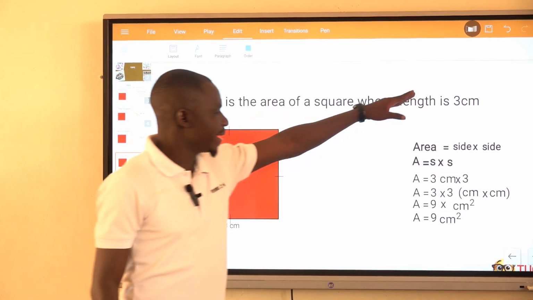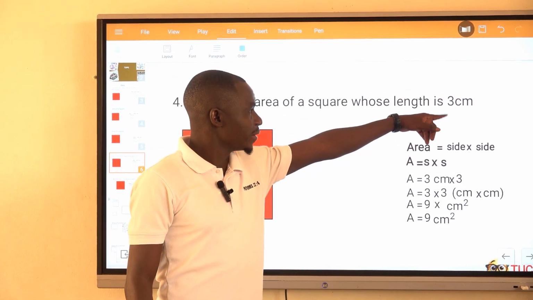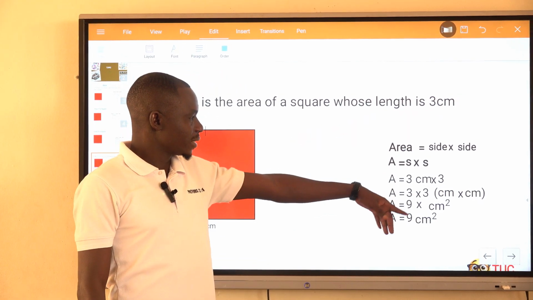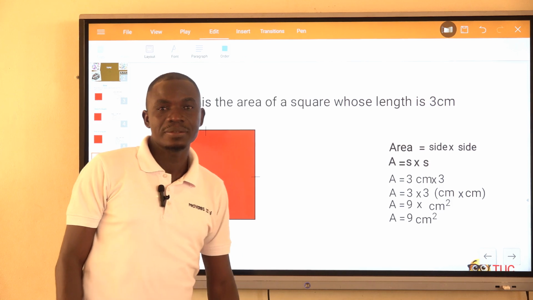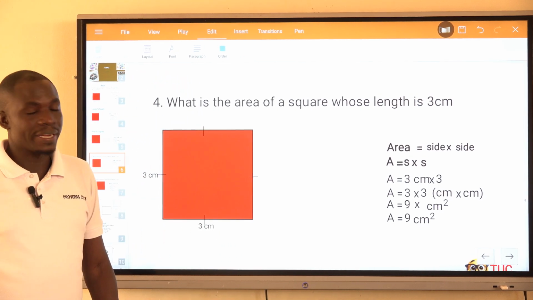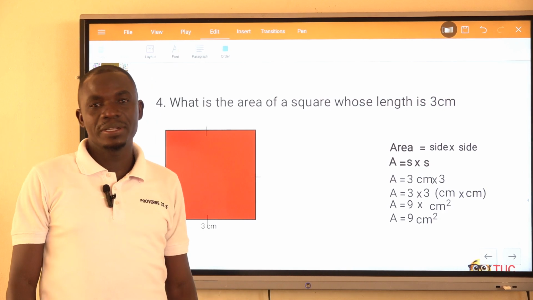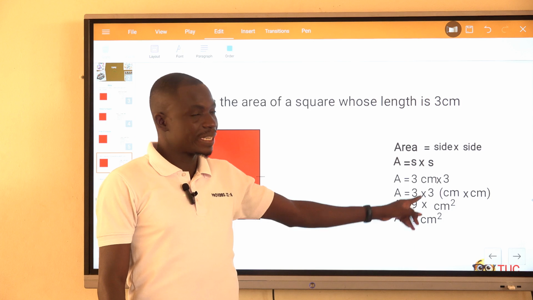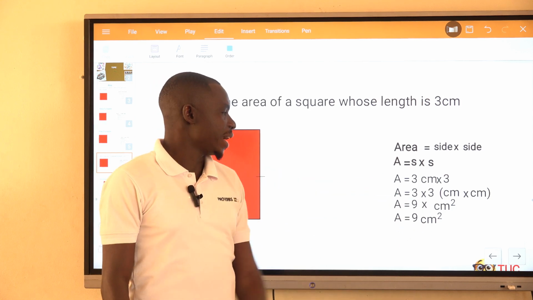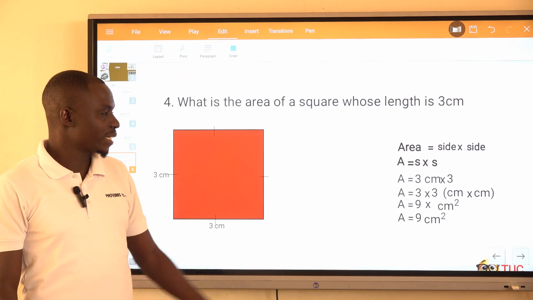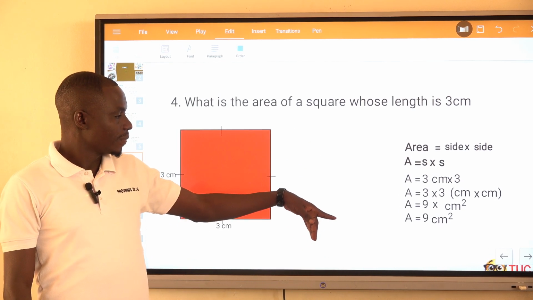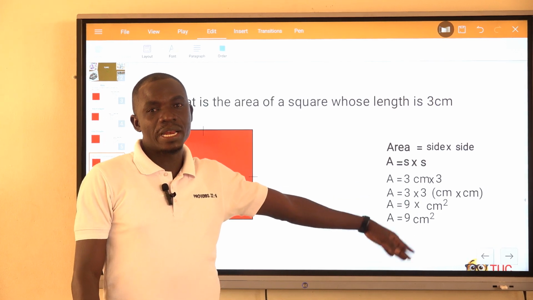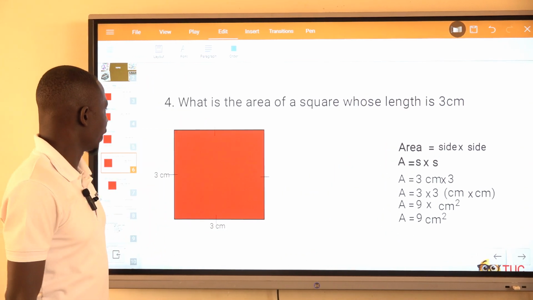Then the sides they gave us are 3 for each. So let's multiply that: 3 centimeters times 3 centimeters, whereby we multiply the numbers together, that is 3 times 3, then we multiply the units, that is centimeter times centimeter. 3 times 3 gives us 9, and centimeter times centimeter still gives us centimeter squared. So the area equals 9 centimeters squared.